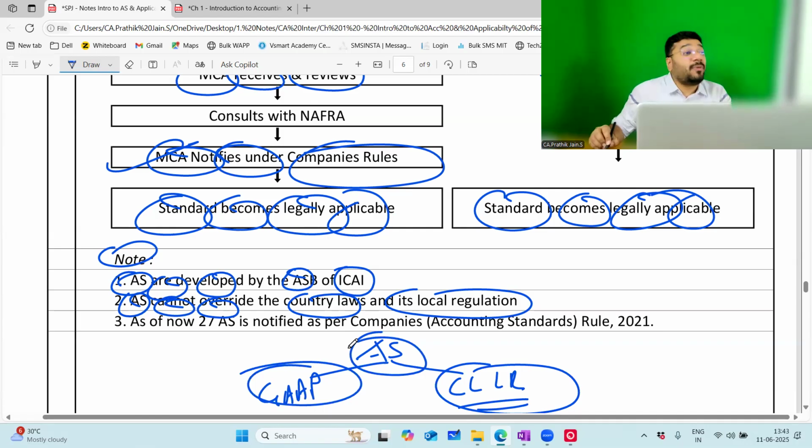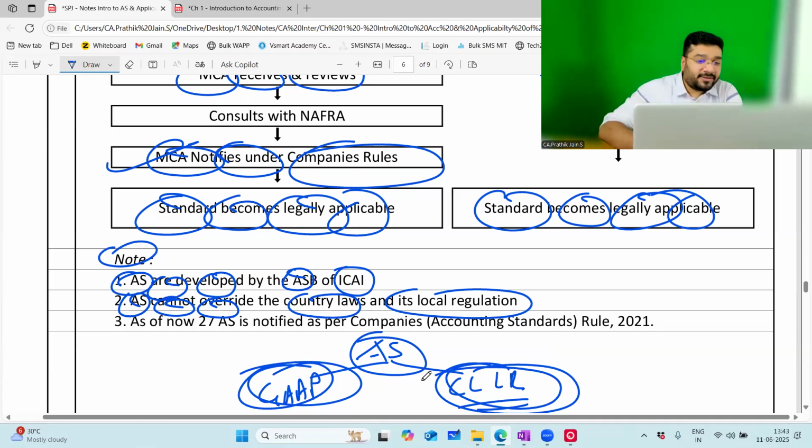Such is the big responsibility of the ASB. It's not a small, easy role. You have to have complete knowledge of what GAAP is and what the different laws across the country are. Is any accounting standard overriding or contradicting any GAAP or rules and regulations? Everything has to be kept in mind. And then finally, you issue the accounting standards.